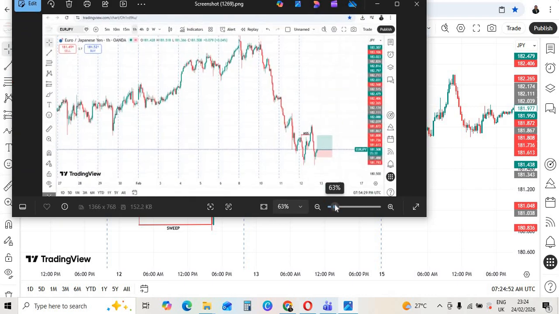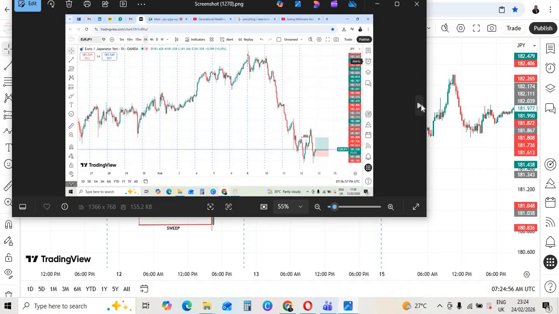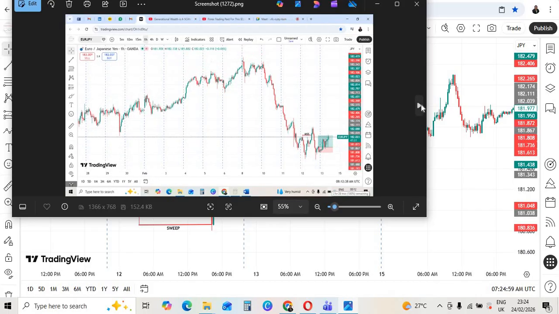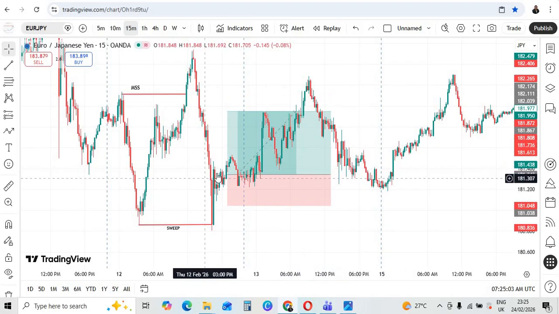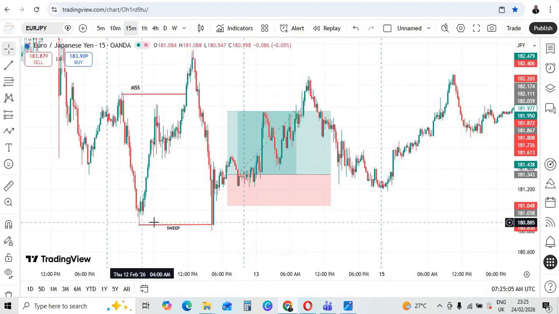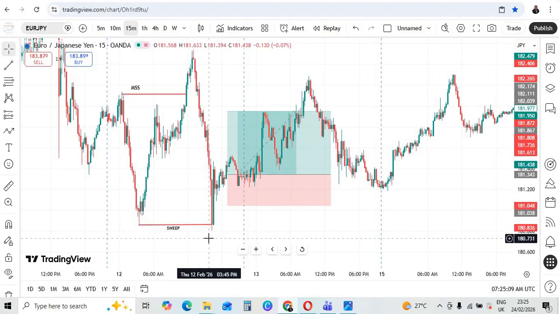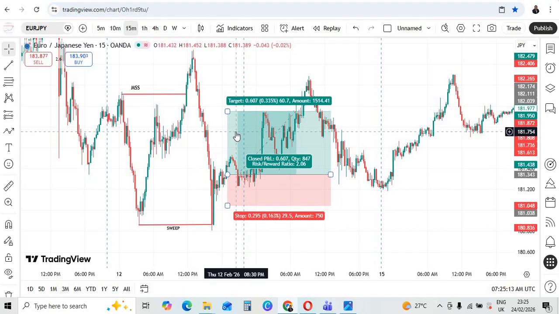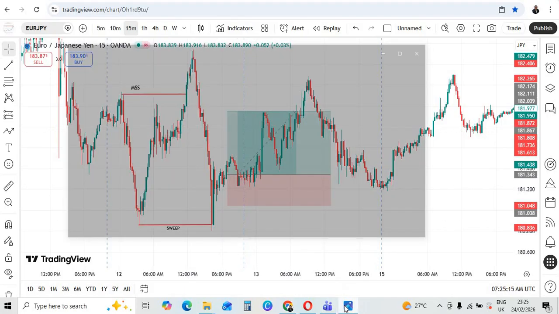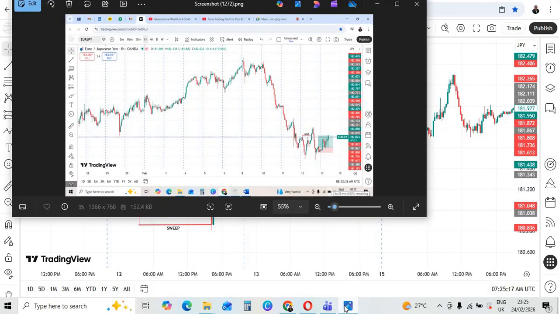Yes. So this was the before of the trade, and this was the after of the trade. So that was the before and the after. Immediately there was a sweep here. Immediately we had this sweep. I waited for price to come back.